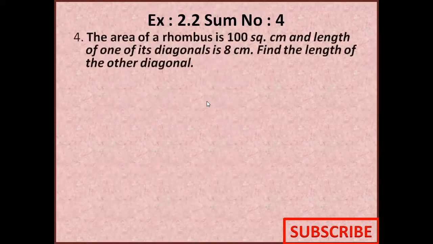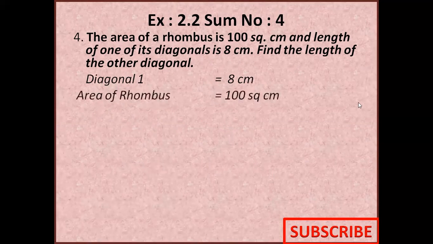So now we'll move on to the word problems. The area of a rhombus is 100 square centimeters and the length of one of its diagonals is given. Find the length of the other diagonal. So diagonal 1 is given as 8 centimeters and area is given as 100 square centimeters. We are asked to find the length of the other diagonal.